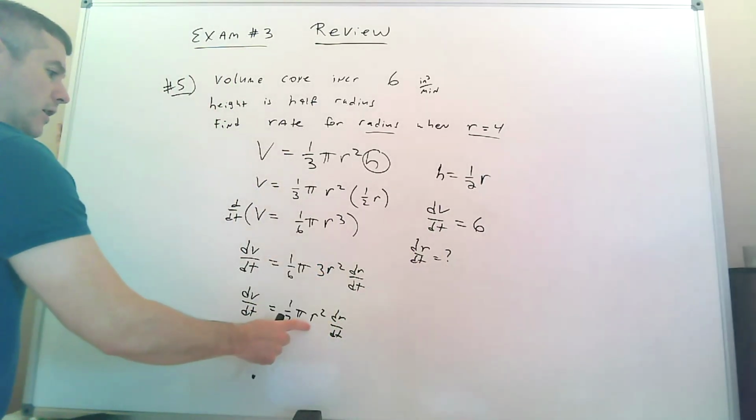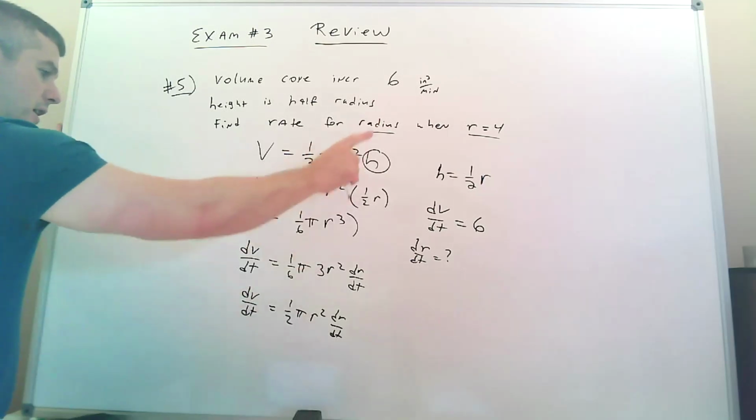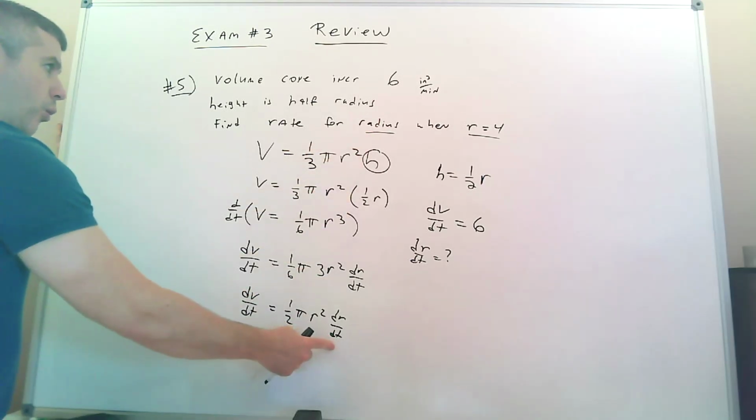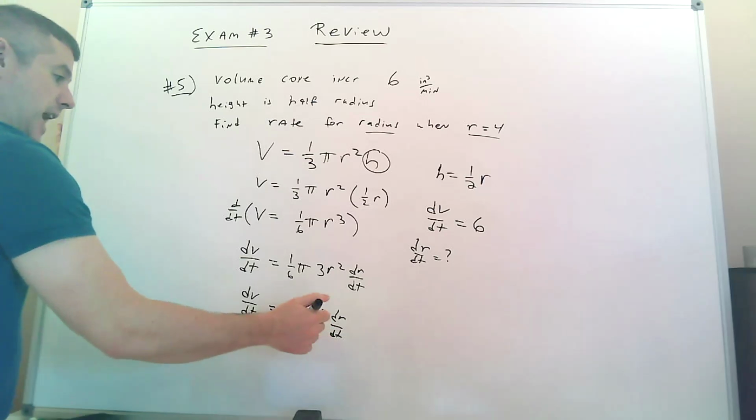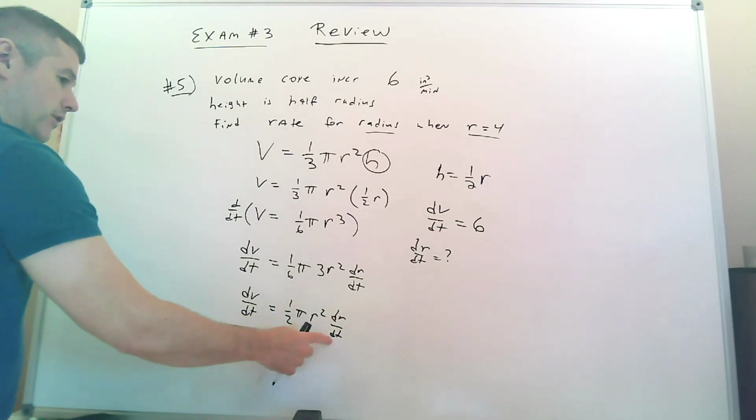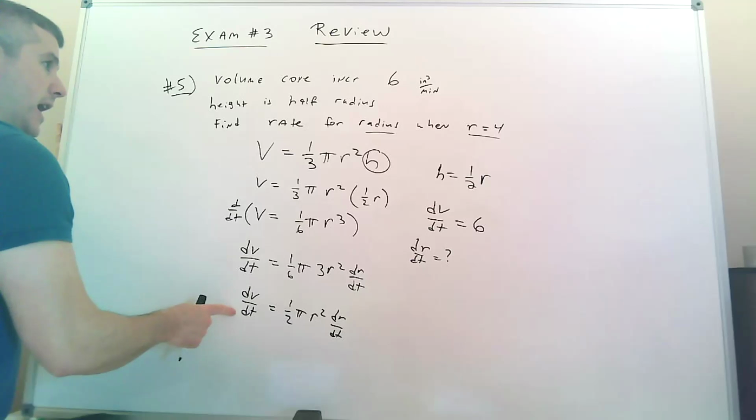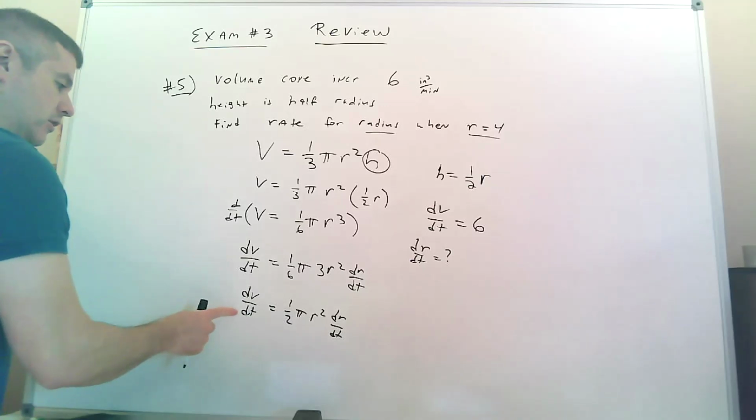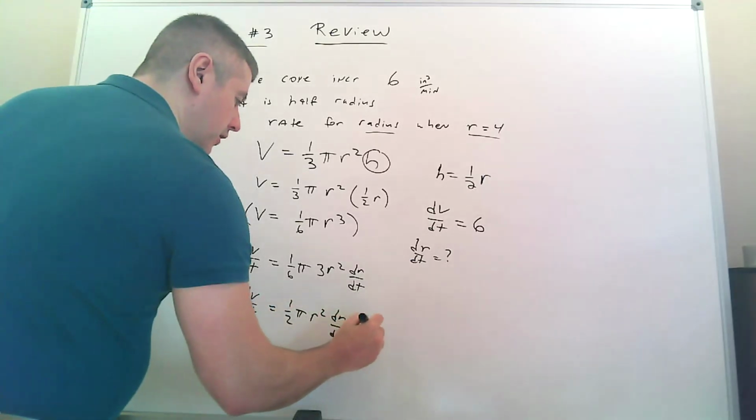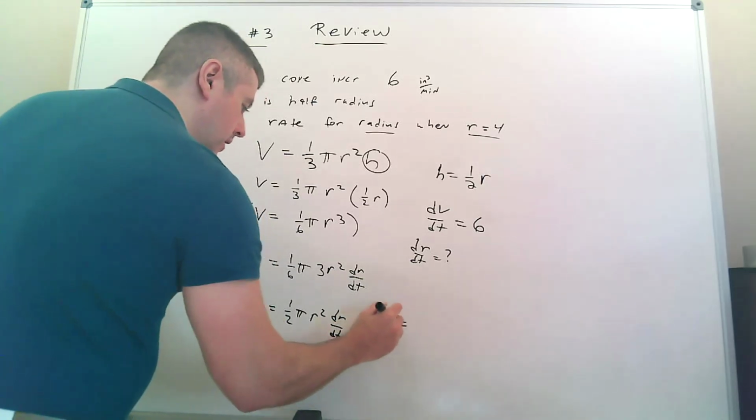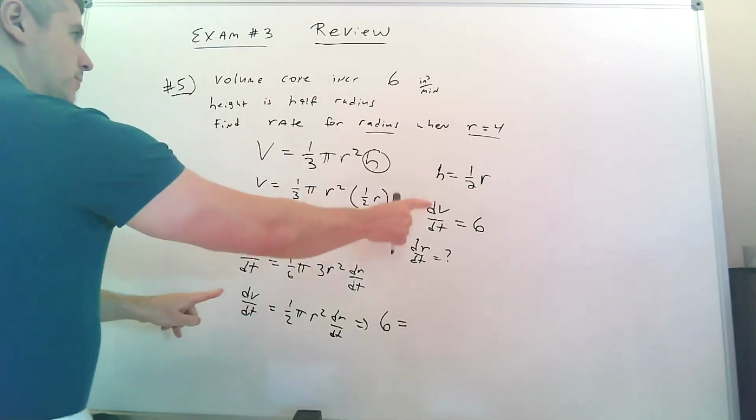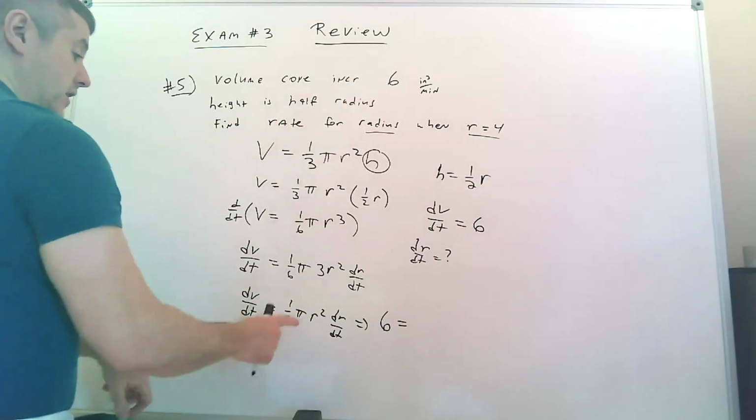They gave you r. They're telling you at the moment that the radius is 4, what is the rate that the radius is changing at, right? The rate is constantly changing. And they also told you that the volume is changing at 6. So I'm going to put 6 there. I'm getting close to the bottom, so I'm going to go this way. 6 for the volume, right? That's the first sentence that they give you.